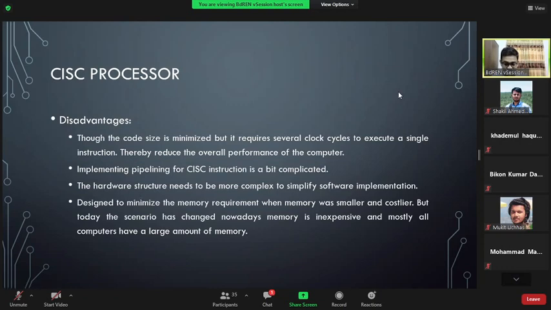That's why I said earlier that nowadays companies don't really want to make their processors as CISC processors. They try to use RISC processors. That is actually the biggest reason.